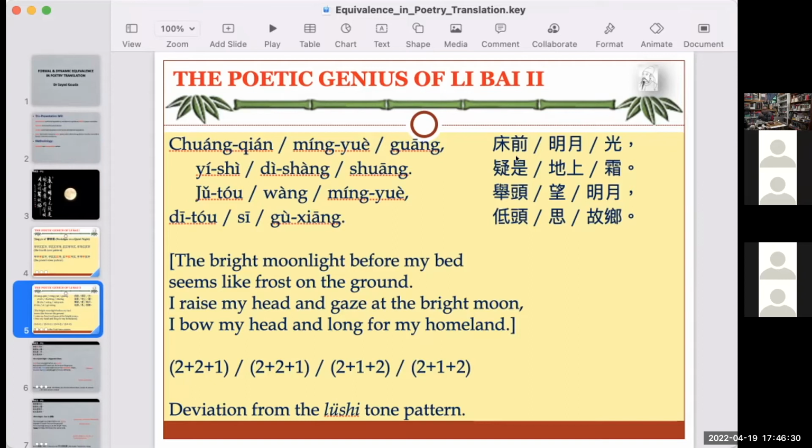So chuang qian, again, according to the grammar, according to the meaning, according to the rhythm. So chuang qian, I would put it as one yin bu. Ming yue, and then guang. Somebody may say, oh, I want ming yue guang together. It's up to you. Then yi shi, di shang, shuang, the same rule. You may say di shang, shuang. You want to put them together, or you want to divide them. I prefer to divide them here.